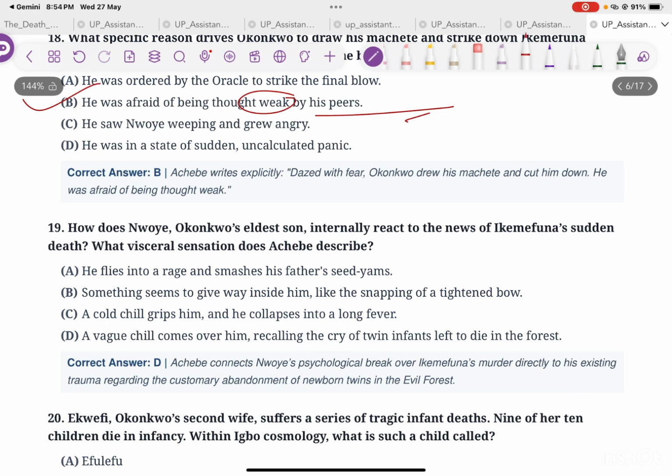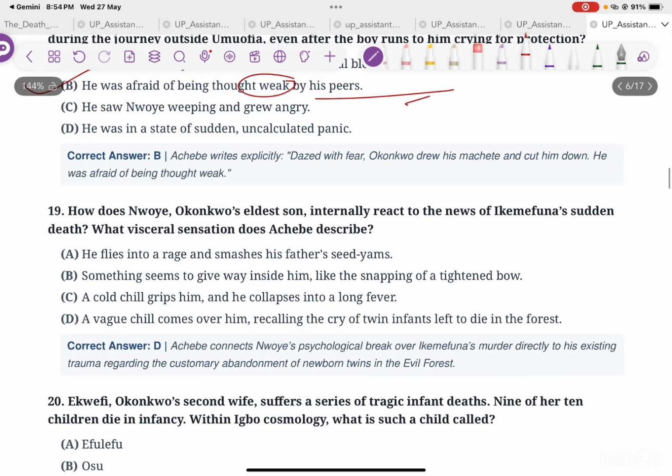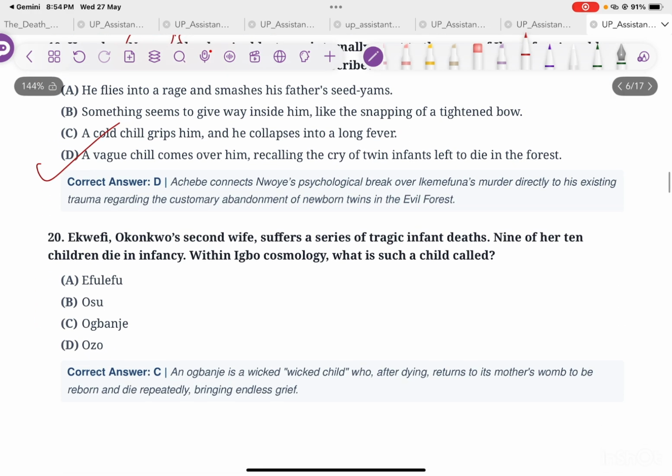How does Nwoye, Okonkwo's eldest son, internally react to the news of Ikemefuna's sudden death? They are best friends now, no? So what does he do? A vague chill comes over him, recalling the cry of twin infants left to die in the forest. So it's a very painful moment for him as well.